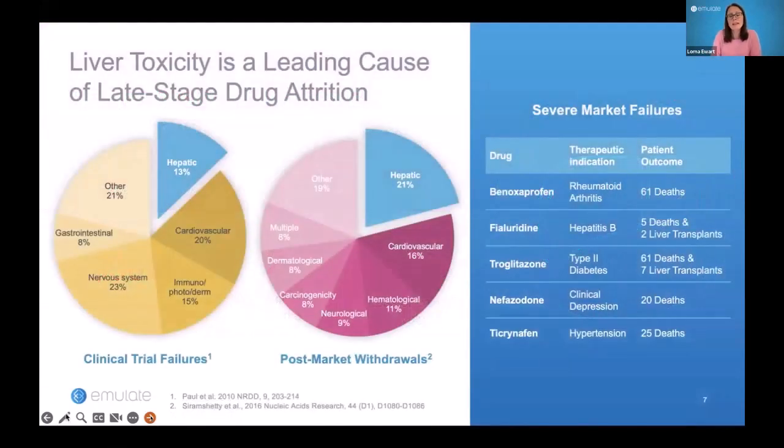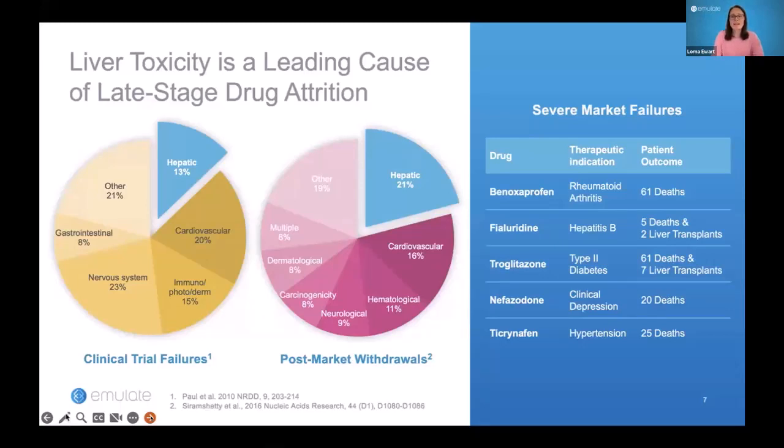And now here on this slide, you'll also see some other statistics that talk to not only clinical trial failures on the left, the pie chart in the middle shows post-market withdrawals. And here highlighted in blue, you can see that the hepatic causes of clinical trial failures make up about 13% overall, and about 21% of post-market withdrawals. So this is a leading cause of late-stage drug attrition.